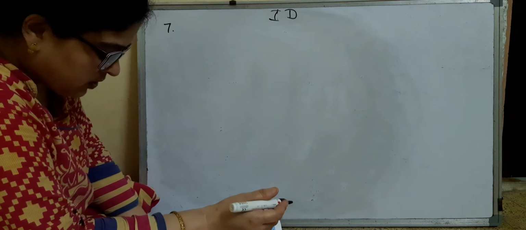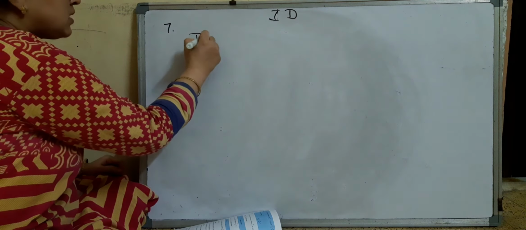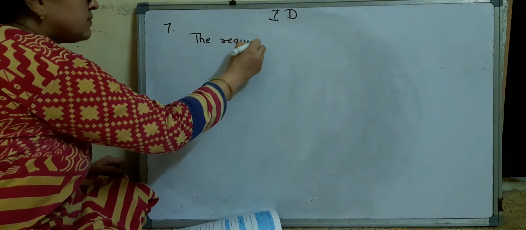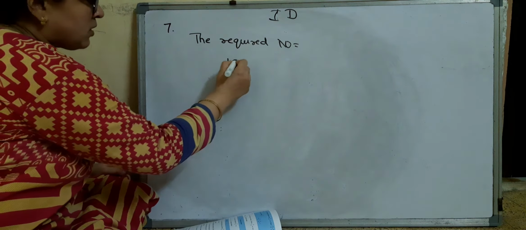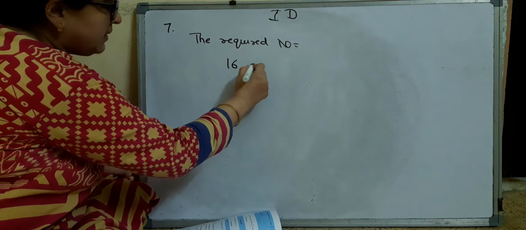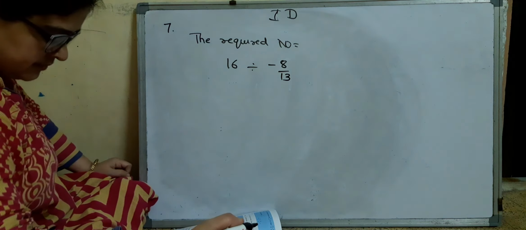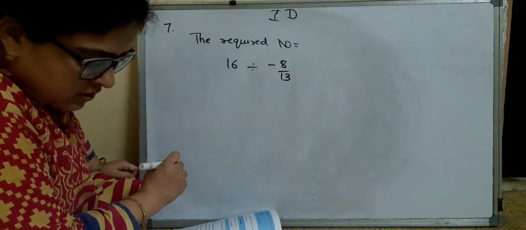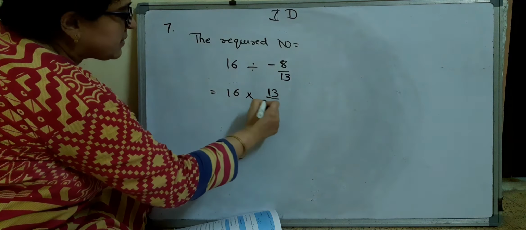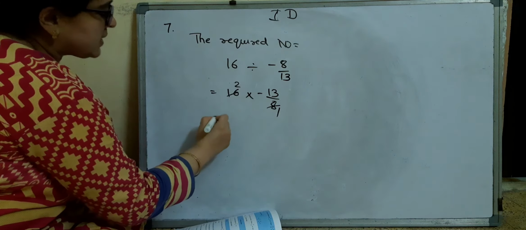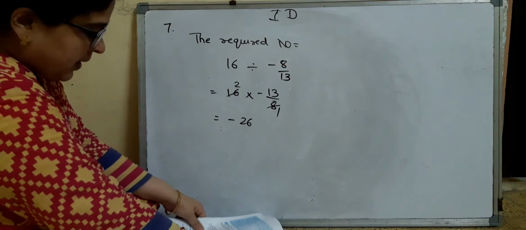Seventh. By what number should minus 8 upon 13 be multiplied to get 6? Thus the required number is equal to: first of all write the product, 6 divide by minus 8 upon 13. So 6 multiply by minus 13 upon 8. 8 ones are 8, 8 twos are 16. The answer is minus 39 upon 4. 7th sum is completed. Now 8th one.